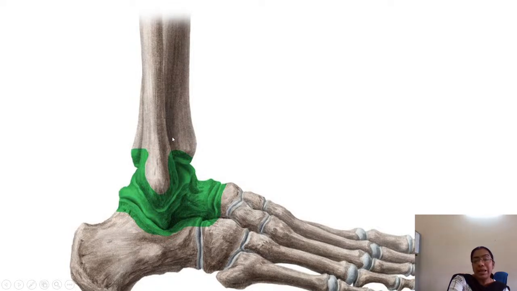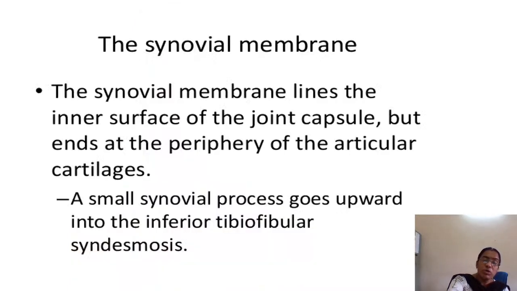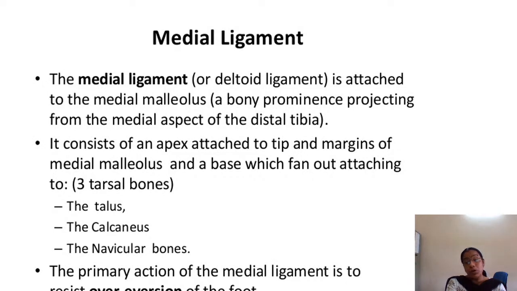So that lining not only lines the inner aspect of the fibrous capsule, but also extends up to the inferior aspect of the tibiofibular ligament. The joint between them is a syndesmosis type of joint, but the synovial membrane extends up to that. This is what you have to remember: the whole fibrous capsule is lined by the synovial membrane, but at the periphery it is deficient. So that is about the fibrous capsule with the synovial membrane.